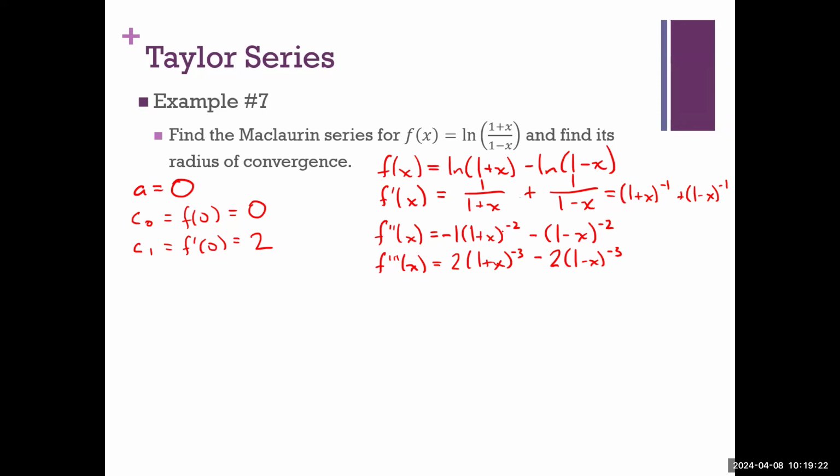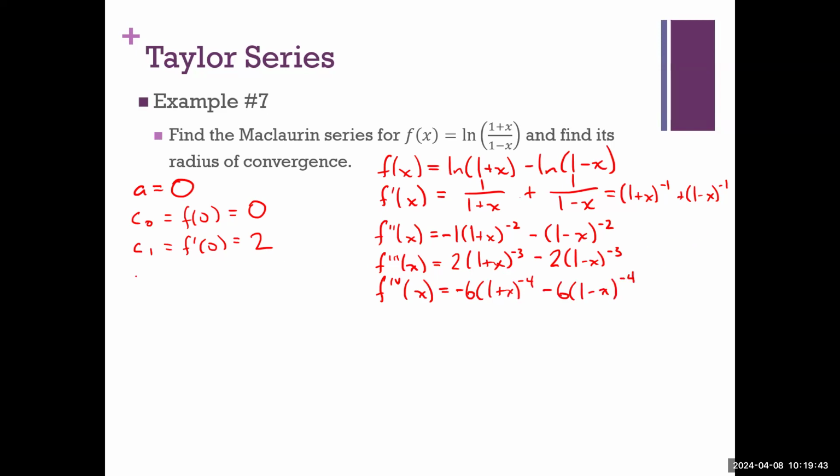So I think because of that, this second term will always be positive, and I think the first one alternates, right? Negative 6 times 1 plus x to the negative 4, minus 6 times 1 minus x to the negative 4.